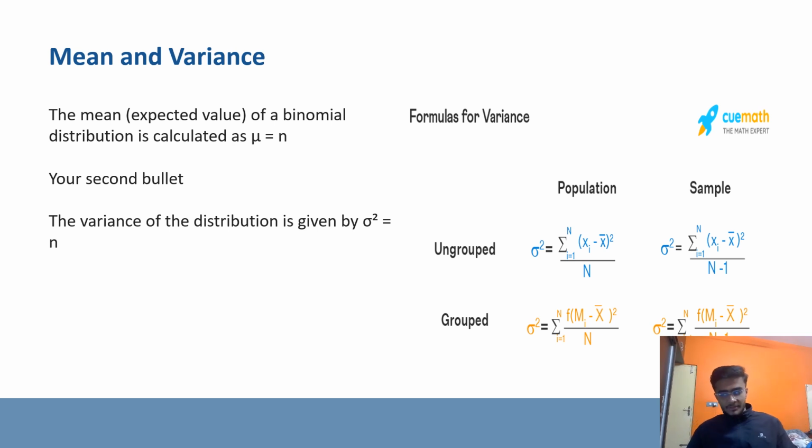Formulas of variance are given for grouped and ungrouped data and for population and sample. For an ungrouped population, sigma square is equal to the summation of (x minus x bar) whole square divided by n. For an ungrouped sample, it would be s square equal to the summation of (x minus x bar) whole square divided by n minus 1. So for population and sample, the difference is that here it would be n and there it would be n minus 1. For a grouped population, we have sigma square equal to the summation of f times (x minus x bar) square divided by n.